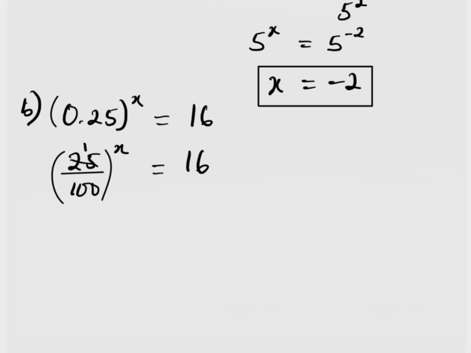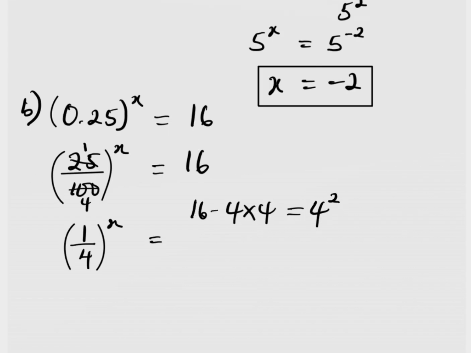25 can go into 100 how many times? 4 times. So we have 1 over 4 to the power of x equal to 16. But since I have 4 here, is it possible to express 16 as a power of 4? Yes, because 16 is the second power of 4. When you multiply 4 by itself 2 times, you get 16. 4 times 4 is 16. So we can express it as 4 to the second power.